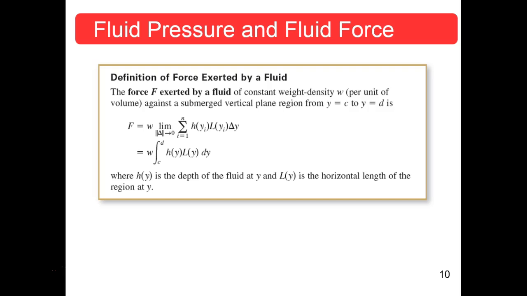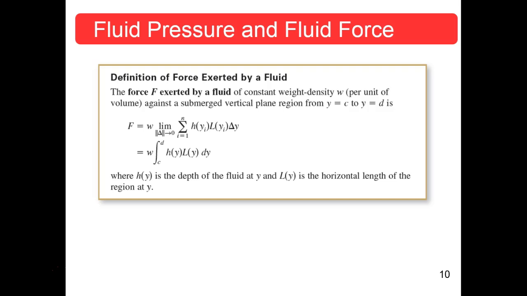So this is your depth times the length times the thickness. Multiply that by weight density, which is weight per unit volume. There's your length, width, and depth. So that gives you everything you need to calculate that. Because this is the limit as your partition goes to 0, this is your integral going from c to d. c is the upper and d is the lower. That's a little backwards feeling here. Times the depth function times the length function times dy.